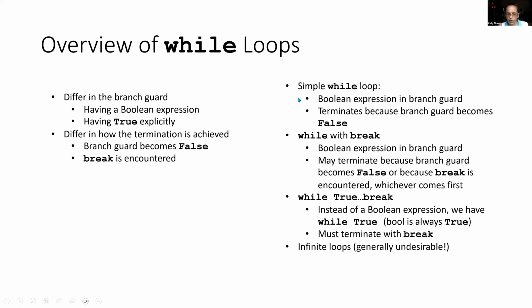There are a number of different kinds of loops, and they're going to differ in how their branch guard is set up, having a Boolean expression or having while true, so your branch is just true, or how the termination is achieved, whether the branch guard becomes false, or whether a break is encountered. Break terminates the execution of that loop. So that will give us 4 categories of the loops, which we'll be talking about in the next few days.